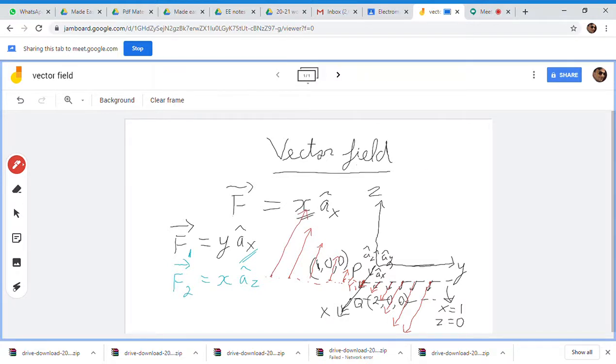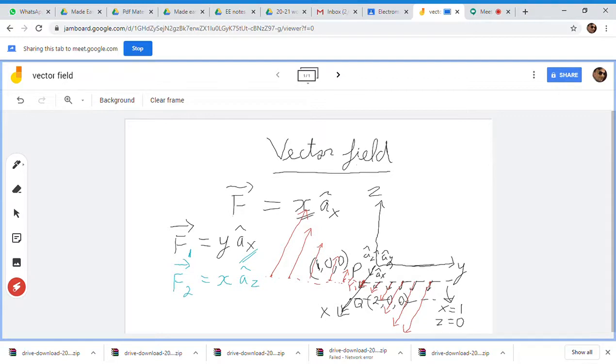Okay, this is your field vector F1. Do the same for F2 as well. So F2 is what? It depends upon the x coordinate and is pointed towards unit vector AZ. So unit vector AZ is in this direction, and x is what? X is 0 here. On this axis it will be 0. So you can point it at the origin.